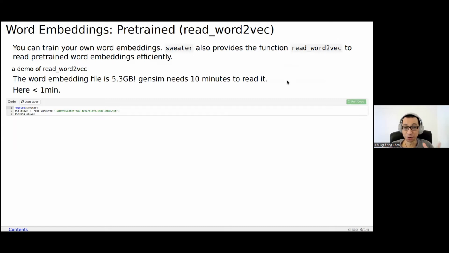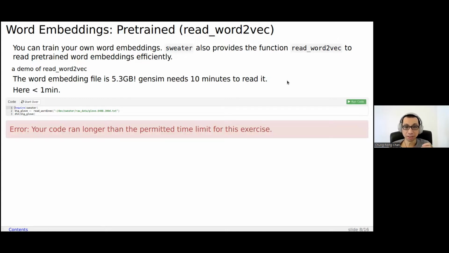you need to have some word embeddings to do that kind of detection of word embedding bias. You can train your own word embeddings. I will show you how to do that in the next slide. You can also use some pre-trained word embeddings provided by other people, for example, Google.